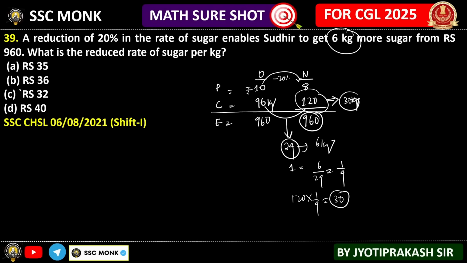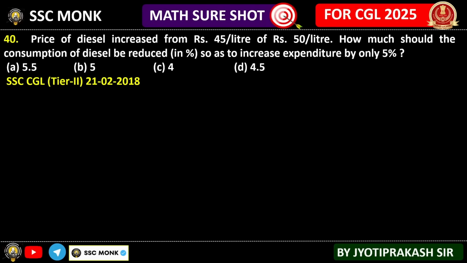So the actual amount of consumption here is 30 kg. Actual expenditure is 960. So 960 divided by 30 kg. 0 0 gone. 3 3s are 9, 3 2s are 6. So the current rate of sugar is what? 32 per kg, because it has asked what is the reduced rate of sugar per kg. You got the point? If you can't remember the direct formula that has been given, you can go through this methodology. Price of diesel is increased from 45 to 50 per liter.